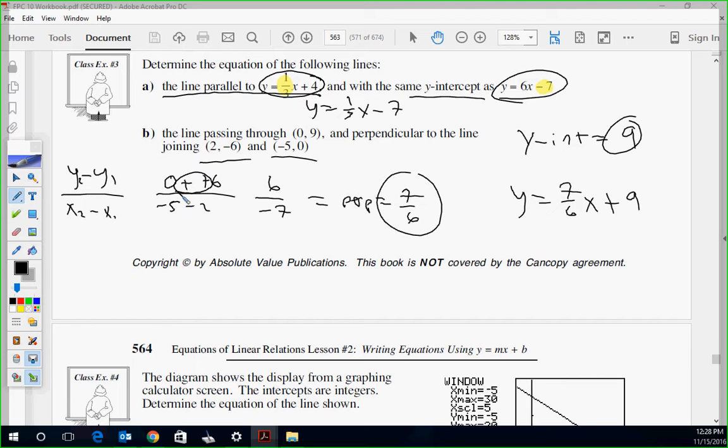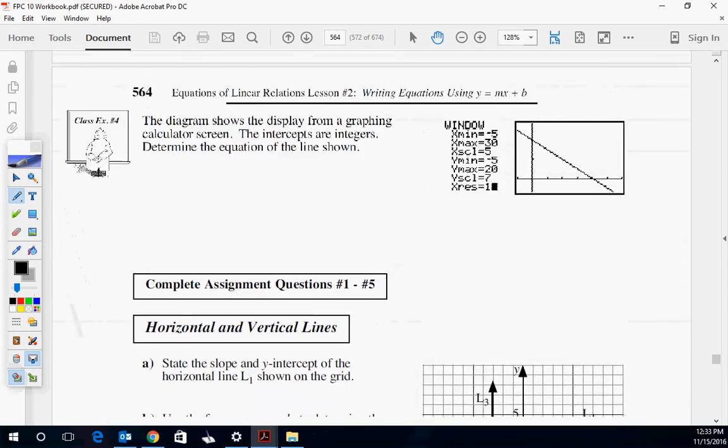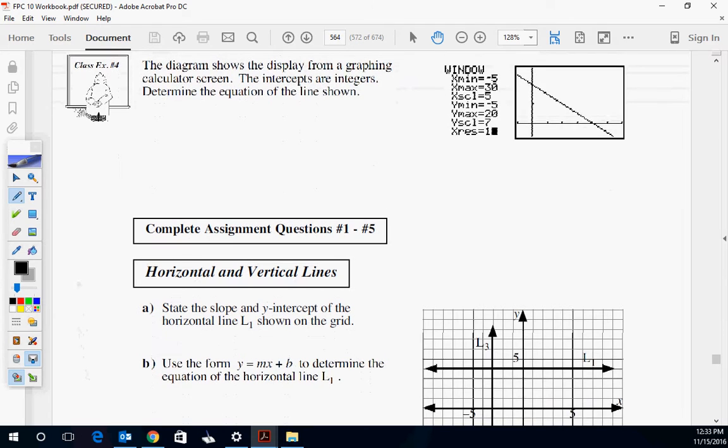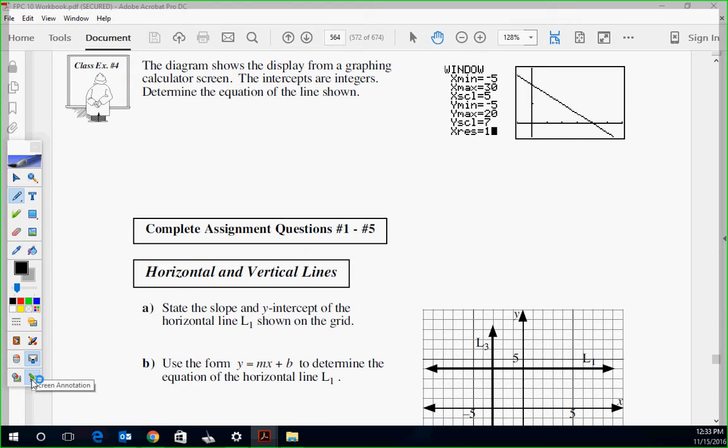Sure? Okay. All right, so example 4 here. This is the last page of this already. Okay, the diagram shows a display from a graphing calculator screen. The intercepts are integers. Determine the equation of the lines shown. So here's a tricky thing. They are literally tricking you. Okay? They are tricking you because what does this look like?